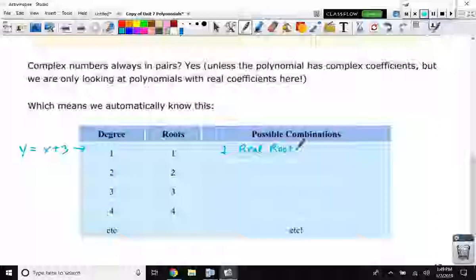Okay, what if it's a degree 2? Give me an example of a degree 2 equation. X squared, basic one, right? Parabola. Y equals x squared. Okay, so what's my possible? I know I'm going to have two solutions. What's the possibility? Yeah? Two imaginary.